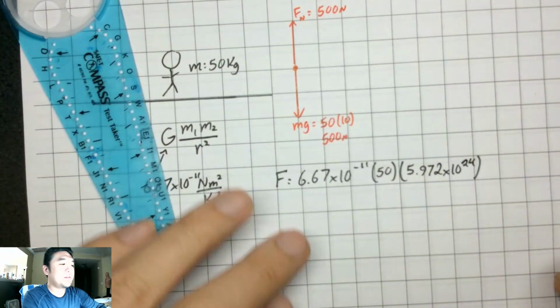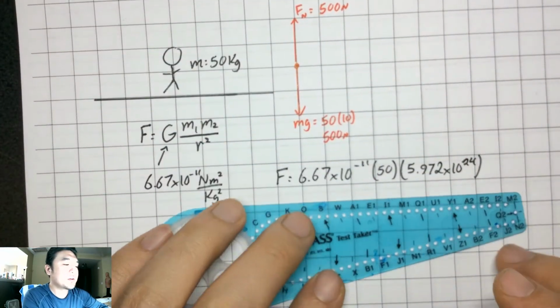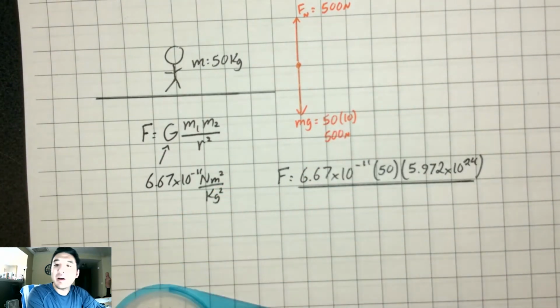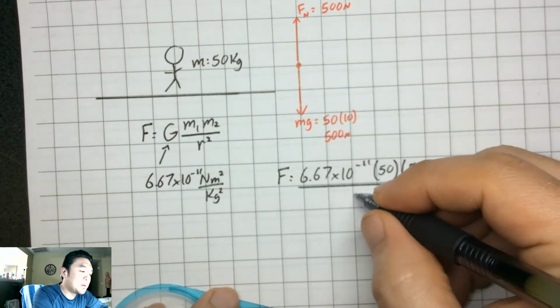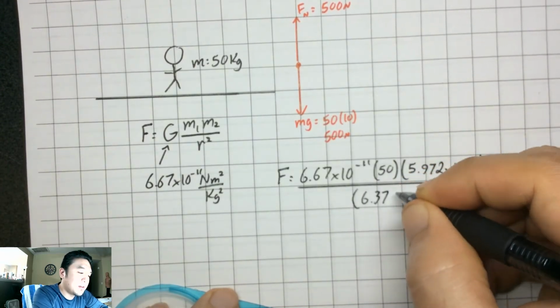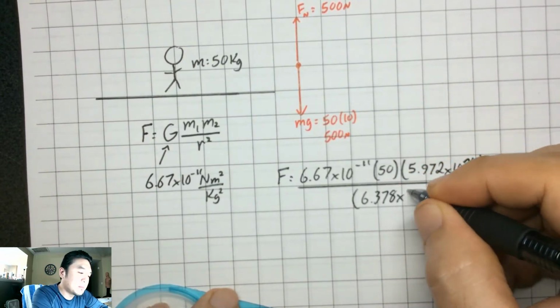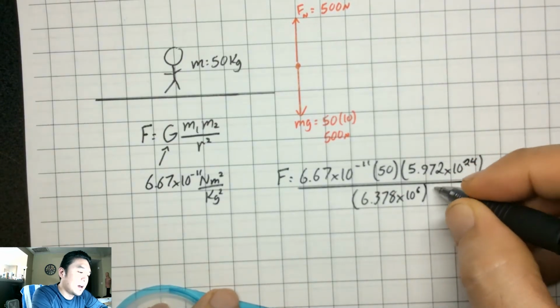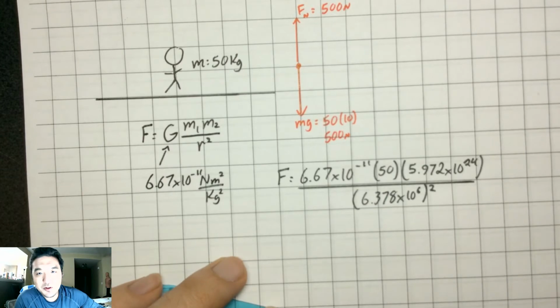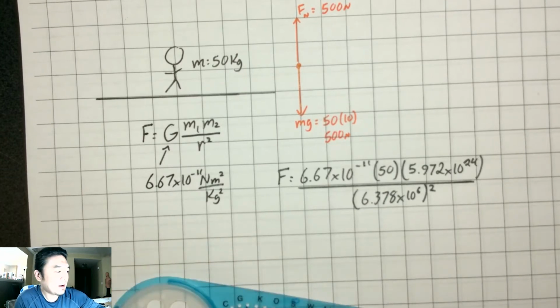And then we're going to divide this by the radius of the Earth because we're standing on top of it, one radius away from the center. And so we're going to put in the radius of the Earth here. That's going to be 6.378 million, so times 10 to the 6th. And then that's going to be squared in the bottom. So this is where it's going to be really important to use parentheses. If you're typing everything into a calculator, you really should use parentheses.